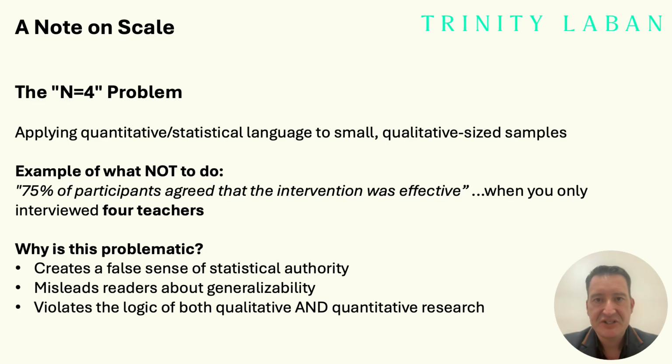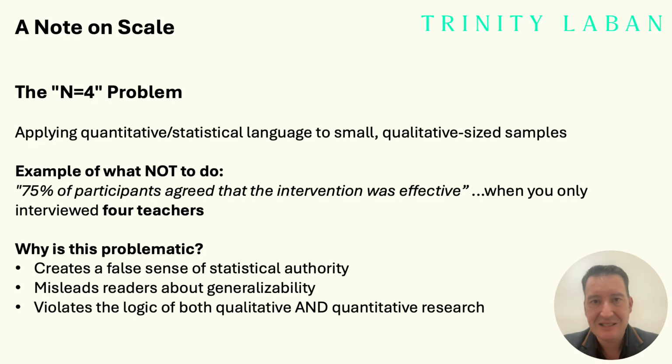So let's imagine this. A student conducts a small qualitative study, let's say interviews with 4 teachers. So there's your n equals 4 teachers. Now that's absolutely fine, particularly for qualitative research. But then the student goes on, when they're writing up their research, and they start to apply quantitative language to that small sample. So they might say something like 75% of the participants agreed that the intervention was effective.